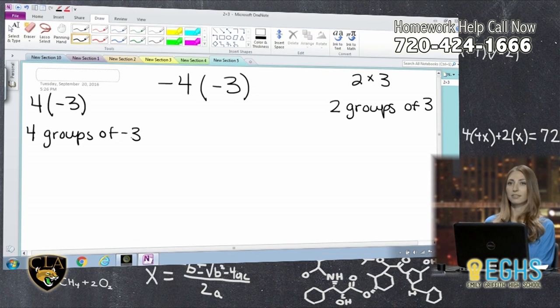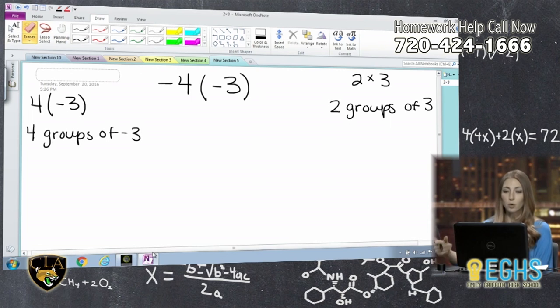And that might make sense to somebody as to why our answer would end up being negative, because we have 4 groups of negative numbers. Altogether, we have negative numbers. But then the negative times a negative, like you said, Steve, is the tricky one. How do you explain that? How do you wrap your brain around what that really means?